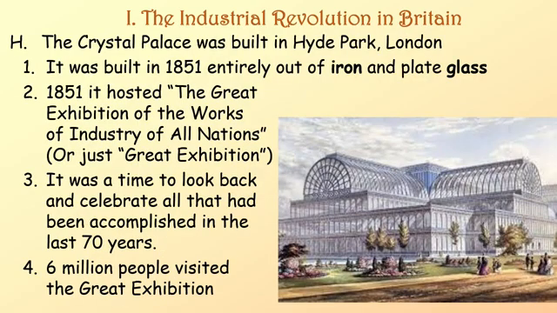Finally, the Crystal Palace was built in Hyde Park in London. It was built in 1851 entirely out of iron and plate glass, two materials that had become much less expensive because of the Industrial Revolution. And in 1851, it hosted what was called the Great Exhibition of the Works of Industry of All Nations, but you can just call it the Great Exhibition.